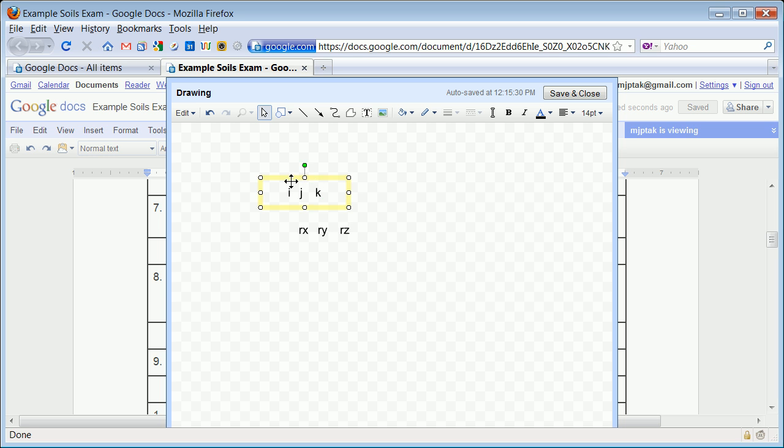And then I'm going to move that one around. And then F in the X, F in the Y, and F in the Z. That's what it looks like when you're doing torque.